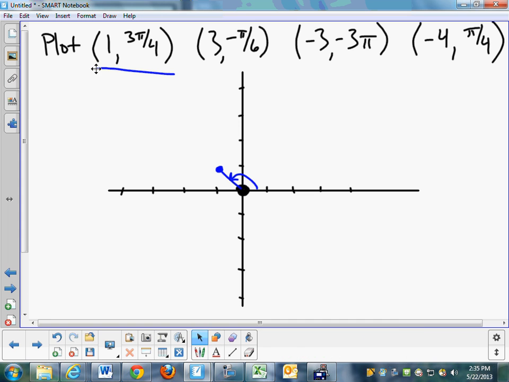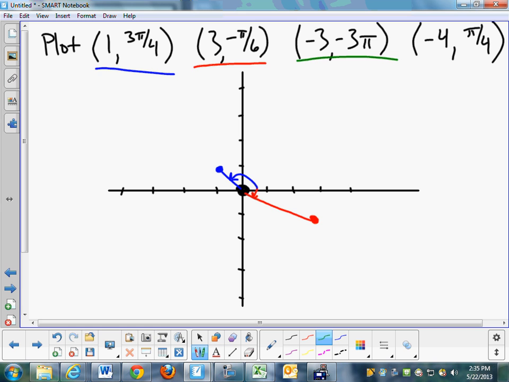I'll do the next one in red. 3, negative pi over 6. Negative pi over 6 is going to be negative 30 degrees. And so I would just go down a little bit, and I extend out in that direction 3 units. So something like that. How'd you do there? Okay, negative 3 and negative 3 pi, I'll do that in green.